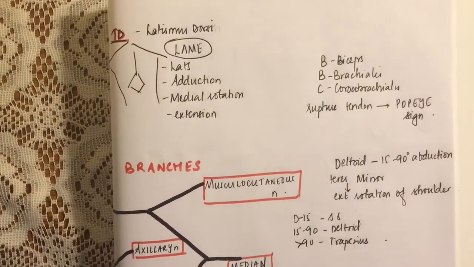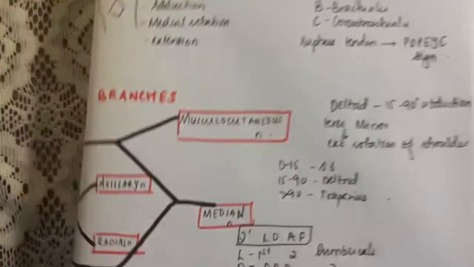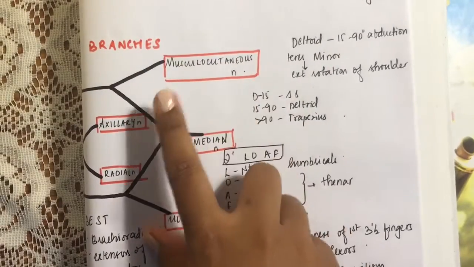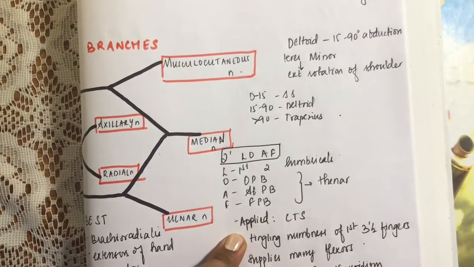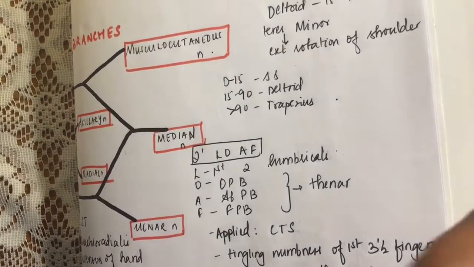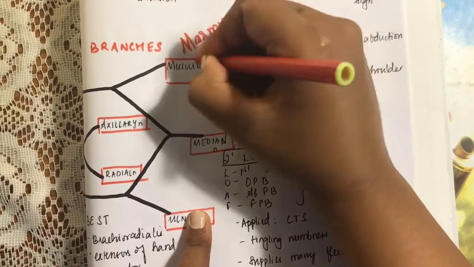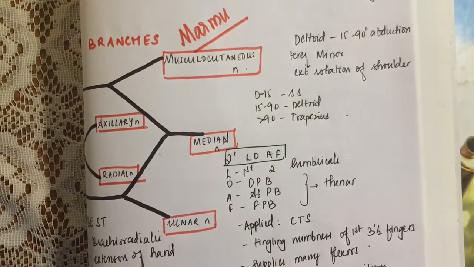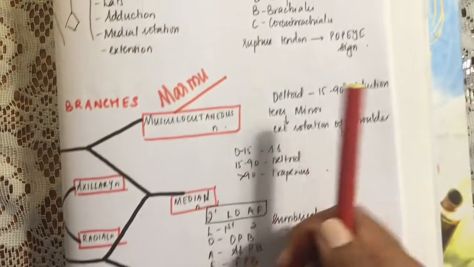Now coming to the last part, the most important part, that is the branches. That is the musculocutaneous nerve, the axillary nerve, radial nerve, median nerve, and ulnar nerve. And our mnemonic, if you guys remember, was MARMO. Starting with M, that is musculocutaneous nerve.